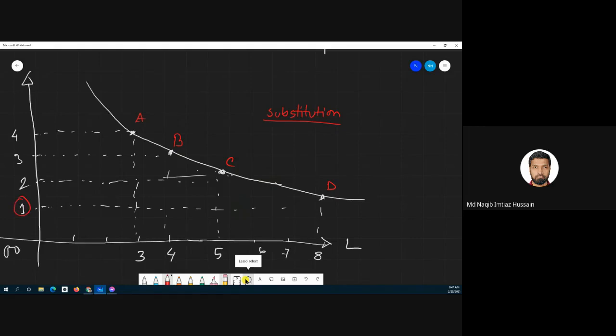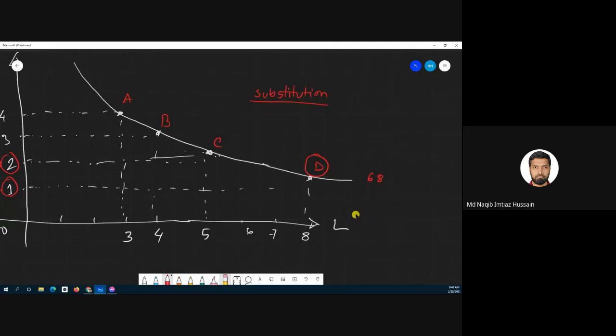So if you are operating at point D with only one oven and 8 people, you're producing the same output of 68. So what you can do is, if you increase one machine, if you add one oven, you go from 1 to 2, and you can immediately release so much labor expenditure. From 8 you can go to 5. Okay?